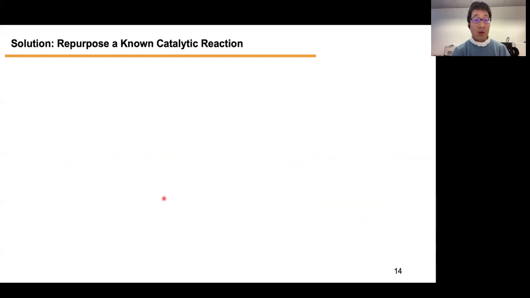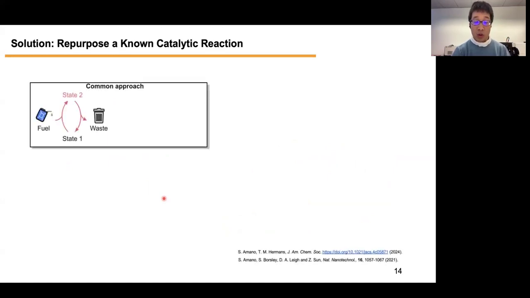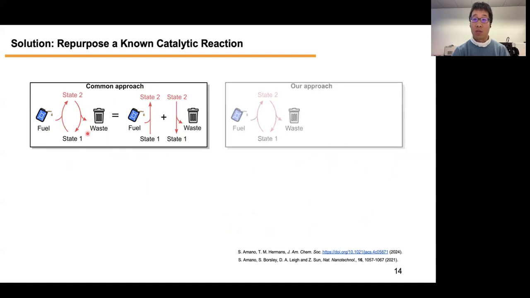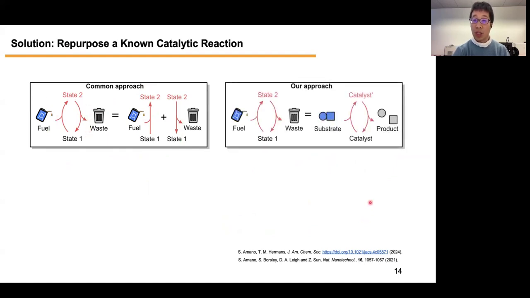And what we realized was a simple and general solution for making new chemical reaction cycles, which is to repurpose a known catalytic reaction. So in a common approach, we combine different processes to make a full reaction cycle. But what we did was simply to repurpose a known catalytic cycle. If you compare the general scheme of a chemical reaction cycle and a general scheme for a catalytic reaction cycle, you can see they are exactly the same. So it means we can repurpose a catalytic cycle as a chemical reaction cycle to supply energy.